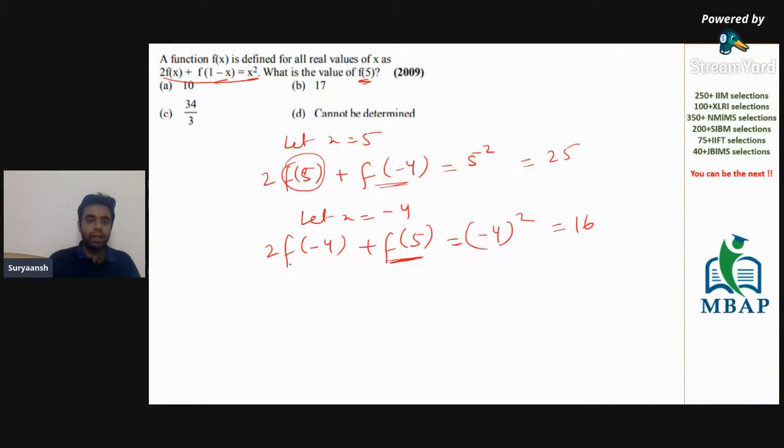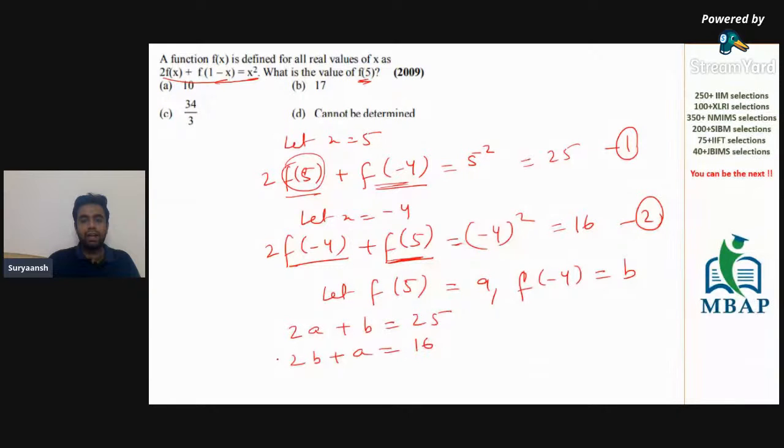So now what we are getting is two equations, this equation and this equation, and there are two variables whose value we don't know. We don't know the value of f(5), and we don't know the value of f(minus 4). So we have got two equations and two variables. Let f(5) be equal to a and f(minus 4) be equal to b. So we just have to solve for a.